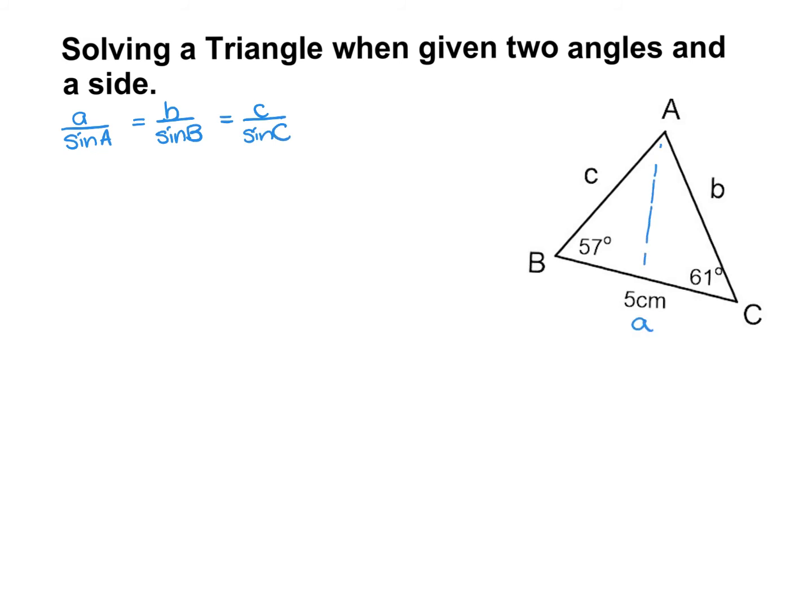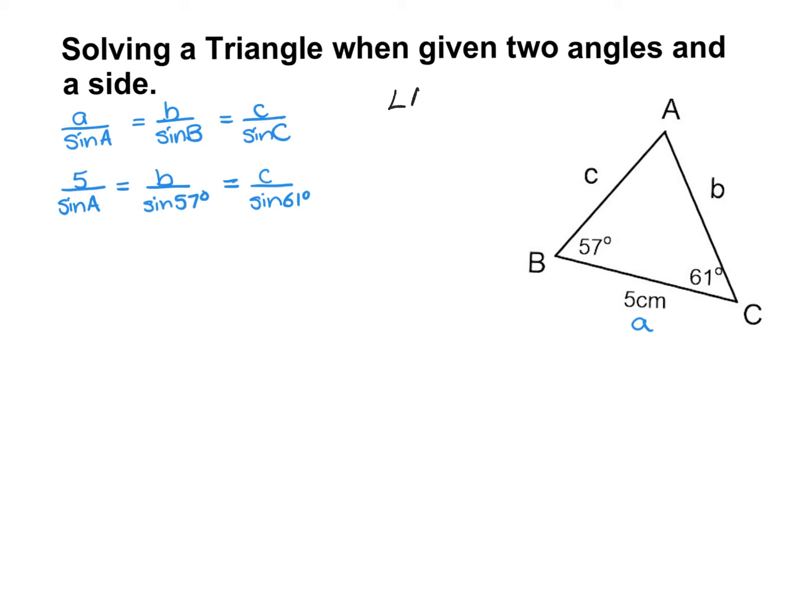If you notice, side A is across from angle A. So we're going to write 5 on top, and sine of angle A is just going to be sine of angle A. Now side B is just plain B, and angle B happens to be 57 degrees. So I'm going to write sine of 57 degrees. Now side C is just plain C, so I'm going to write plain C on top. And angle C is 61 degrees, so I'm going to write sine of 61 degrees. So here I have my equation. I'm going to start out by finding angle A.